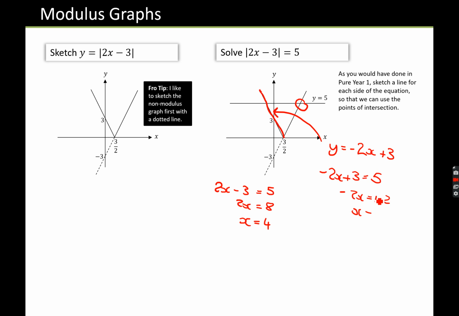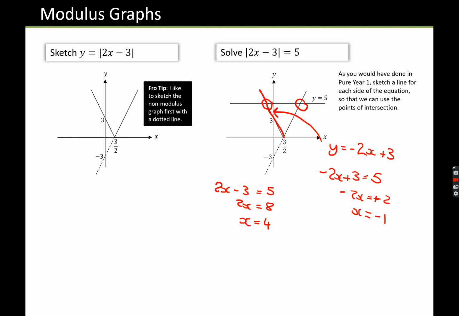Sorry, minus 2x equals positive 2 even. Can't subtract properly. So x will equal minus 1, which makes sense for the answer here. Okay, that's why it's important to sketch it, guys, because you can have a bit more of a visual check on what you're doing.